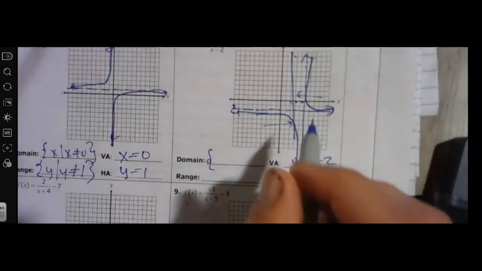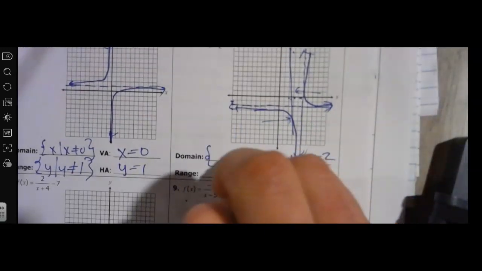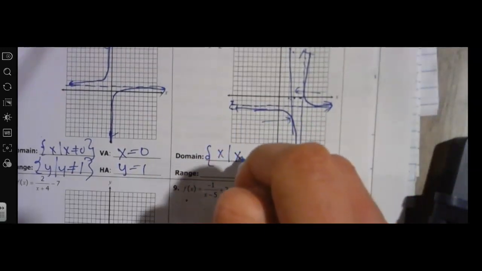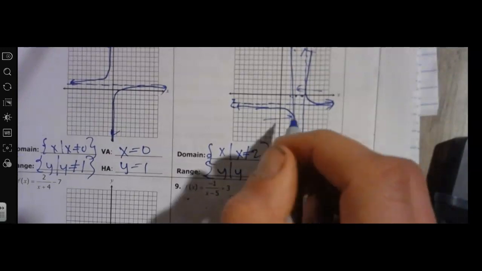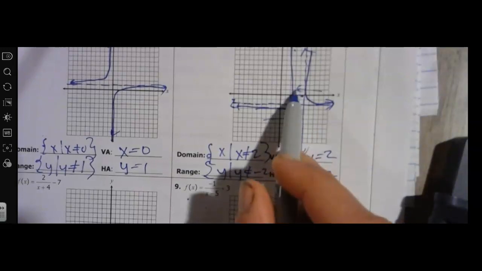So the domain here is going to be anything except 2. So x is going to be anything except 2. And for y, it's going to be anything except y can equal negative 2. So again, sorry about that. The vertical asymptote should have been at 2, not at 5. I read that incorrectly. Okay, moving down to 9.